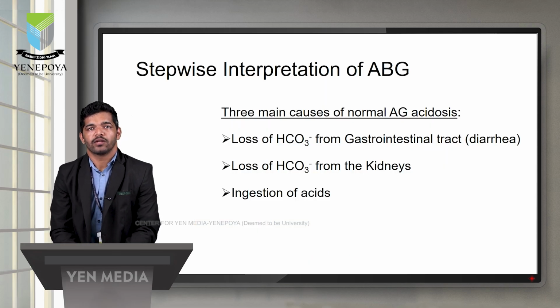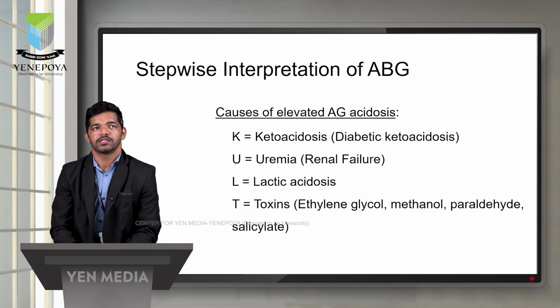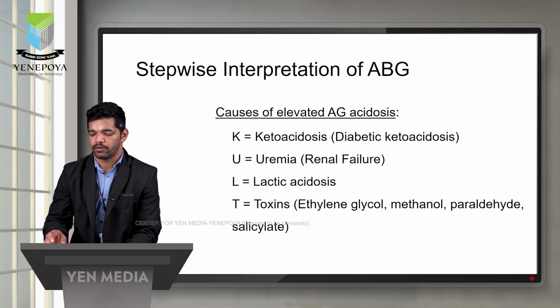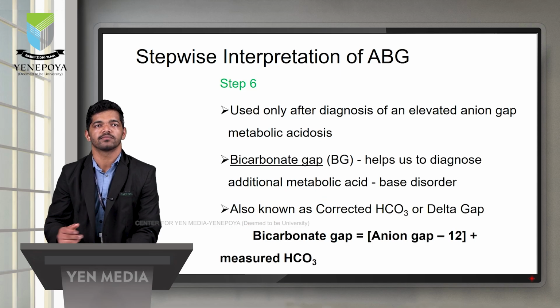So these are the 3 main causes of normal anion gap metabolic acidosis: loss of bicarbonate from the GI tract, loss of bicarbonate from the kidney, and ingestion of too much bicarbonate by the patient. And these are the causes of elevated anion gap metabolic acidosis: ketoacidosis, uremia, lactic acidosis, or toxin ingestion also leads to elevated anion gap metabolic acidosis.